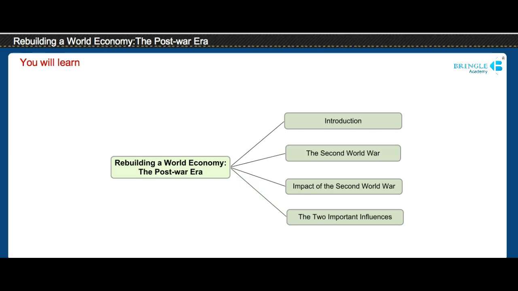You will learn about the Second World War, the impact of the Second World War, and also about the two important influences.